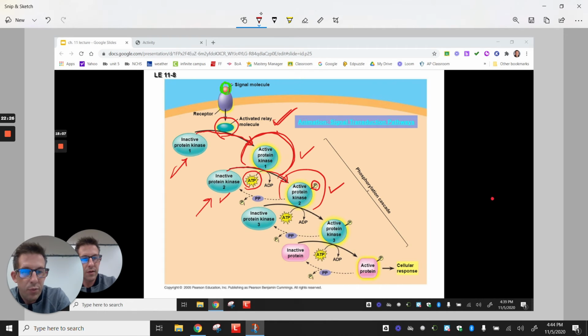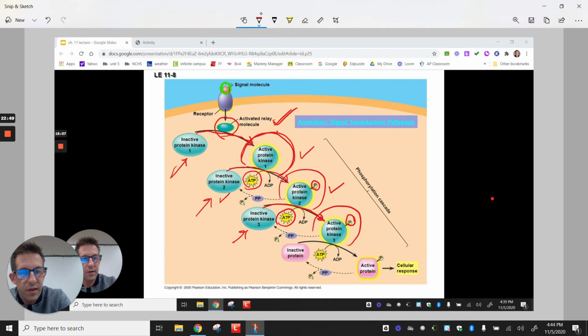Next, we want to activate protein kinase 3. Okay, so we're going to bring this protein kinase 3 into close proximity with protein kinase 2, which is already activated. We're going to incorporate some ATP, and we're going to phosphorylate protein kinase 3 and activate it. Okay? Again, we see the shape change, and we see the glowing yellow aura.